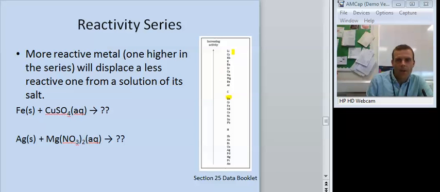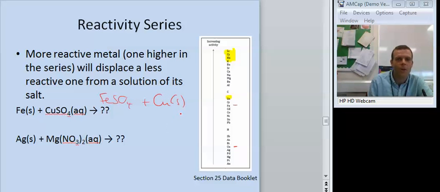So reactive metals, you've seen some of these added to water. Less reactive metals down here. Now we can use this rule that a more reactive metal will displace a less reactive metal from a solution of its salts. So taking that, it means that our iron, which is here, and copper, which is here, so copper's higher up the series, it's more reactive, it's going to be taking the place of that, and we're going to end up with iron sulfate and copper being produced.